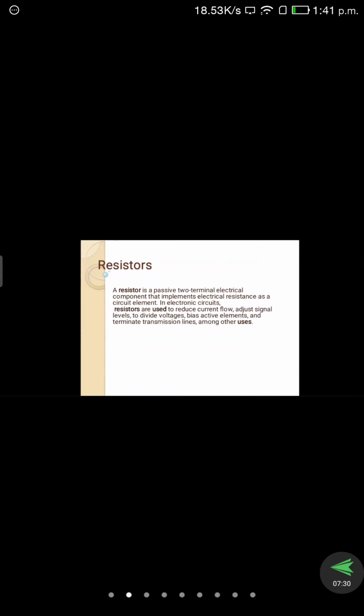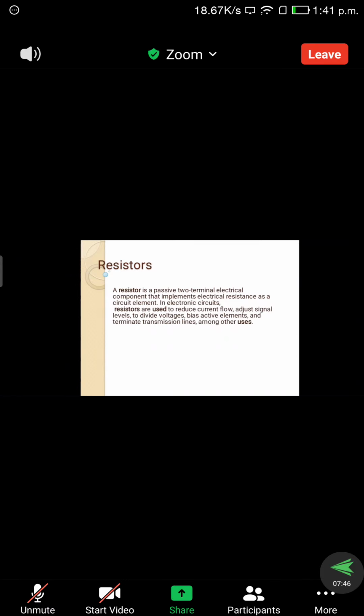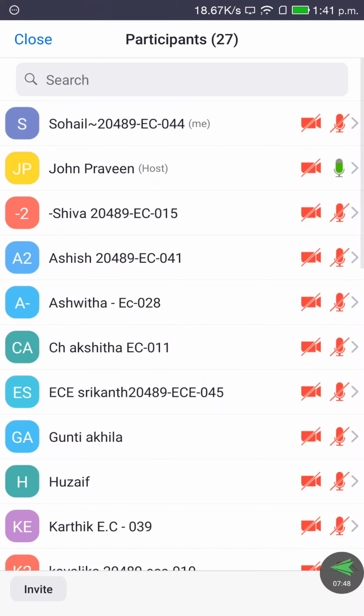So in this chapter, we discuss what a resistor is, how resistors are classified, and what their specifications and applications are. At the same time, we will discuss how the resistors are connected, in series and in parallel. How they are connected, we will discuss in this chapter.